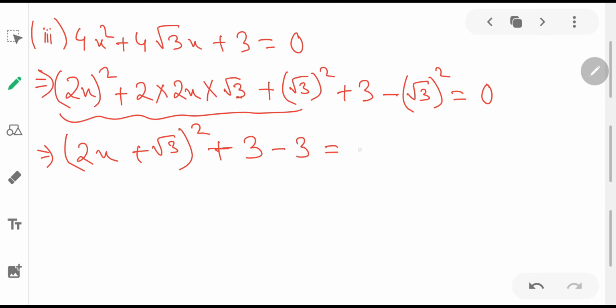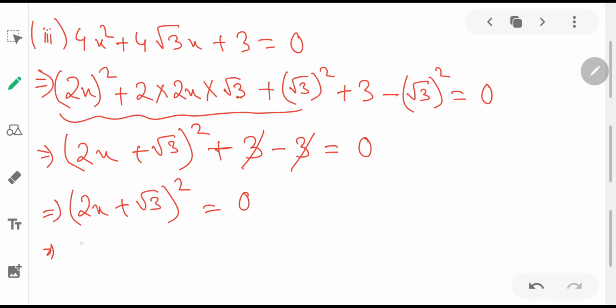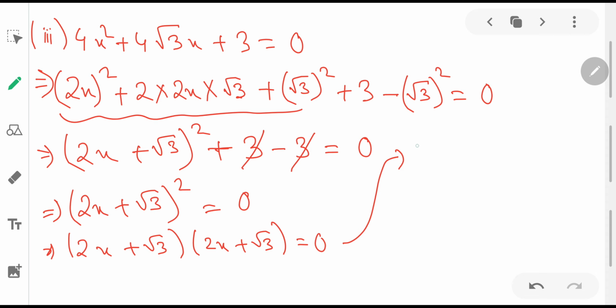Root 3 whole square is 3, so plus 3 and minus 3 get cancelled. We are left with (2x plus root 3) whole square equals 0, which can be written in the form (2x plus root 3) into (2x plus root 3) equals 0. So we can just find out the roots now.